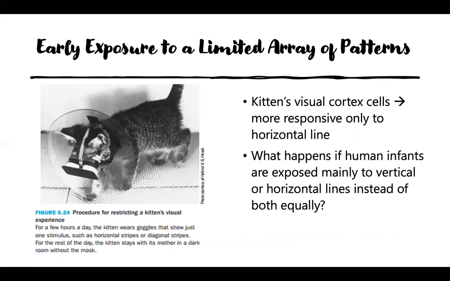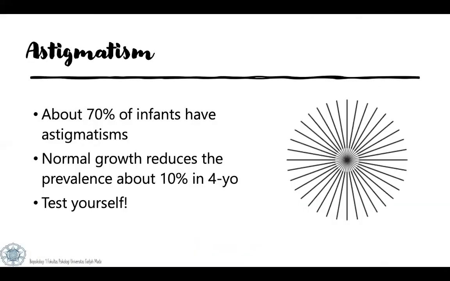But in fact, it probably happened to you, okay? About 70% of all infants have astigmatism. It's a blurring of vision for lines in one direction, for example, horizontal, vertical, or one of the diagonals. It's caused by an asymmetric curvature of the eyes. And normal growth reduces the prevalence of astigmatism to about 10% in 4-year-old children.